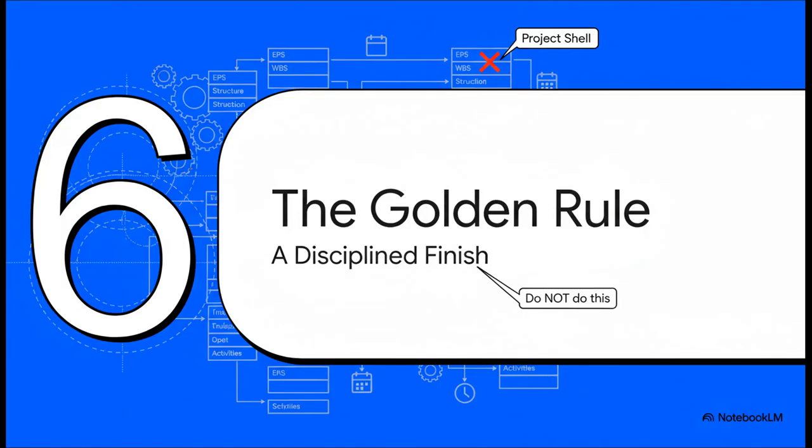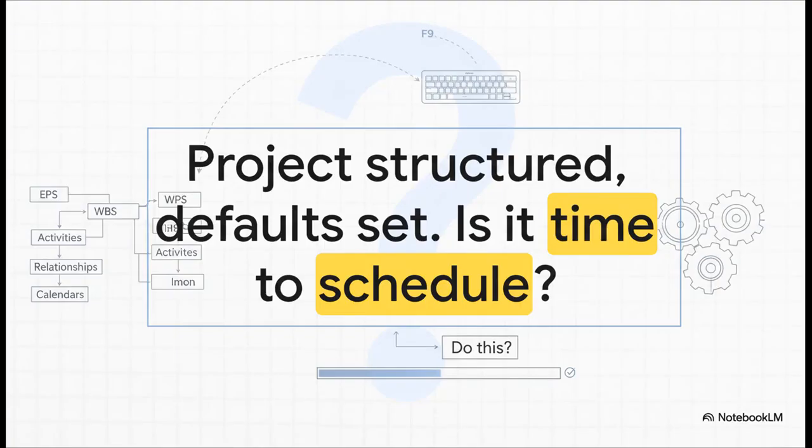So here we are, we have a perfect project shell. The structure is logical, the rules are set, the defaults are clean, and man, the temptation to just start adding activities and scheduling is huge right now. But this brings us to the final and most important rule for a disciplined planner. Everything is perfectly in place. You've done more foundational work than most planners do in an entire project. So, is it time? Is it time to hit F9 and run that schedule?